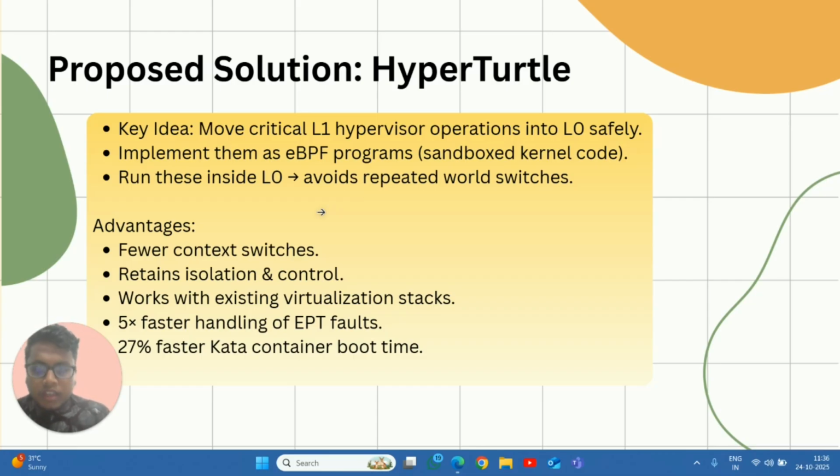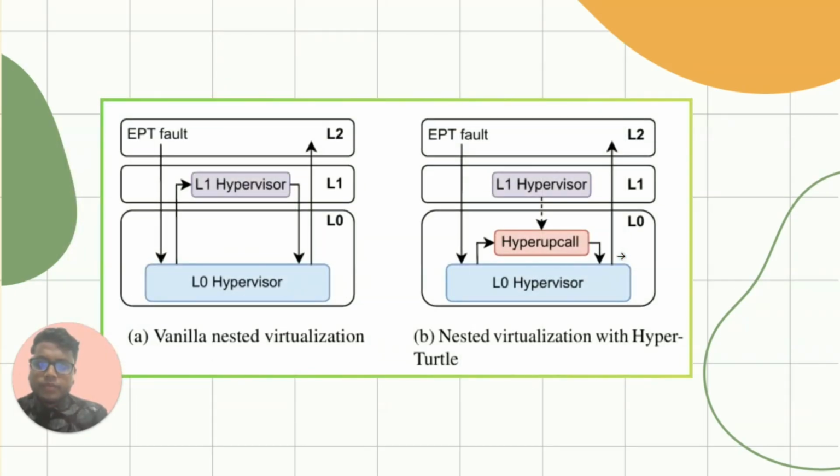And what are the results? Up to 5x faster EPT fault handling and 27% faster Kata container boot times. So here, an EPT fault results in L0. L0 will not go to L1, but instead it will do L1's part through the hypercall and then directly go back to L2, thus reducing the context switches to L1.